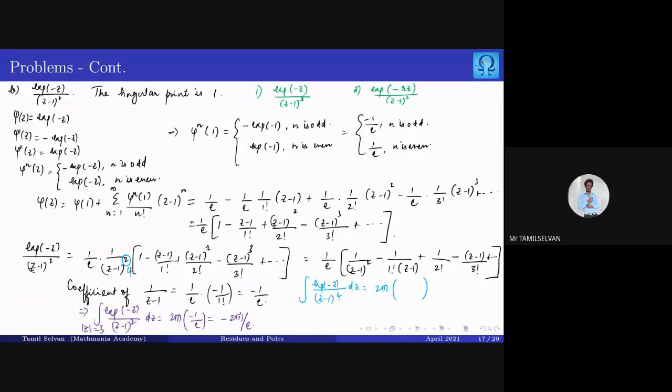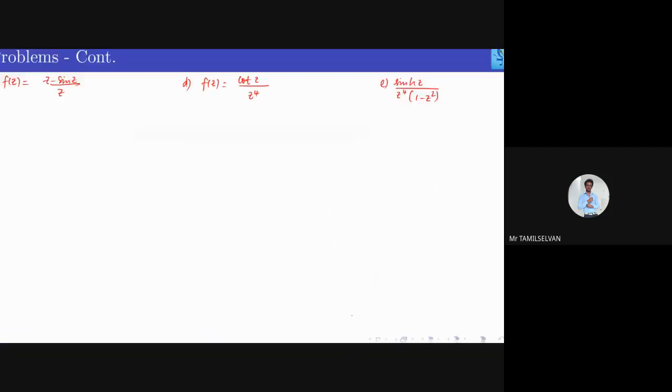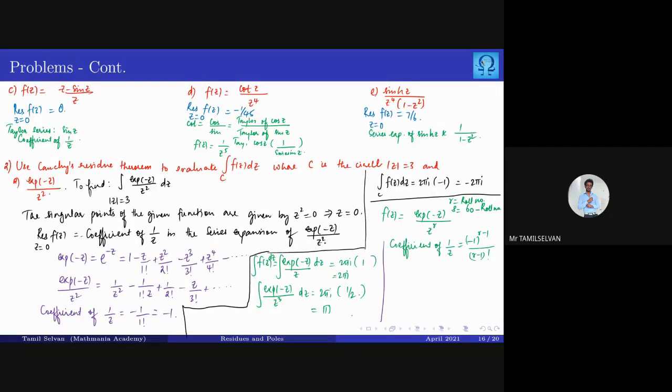Minus 1 upon e multiplied with 3 factorial. Yes, good. Okay, can you guys do the generalization? Minus 1, the whole power s minus 1 divided by e into s minus 1 factorial. And this quantity is to be multiplied with 2 pi a in order to get the integral value. Yes, good. So it is quite similar to that of the previous problem that we have seen, right?